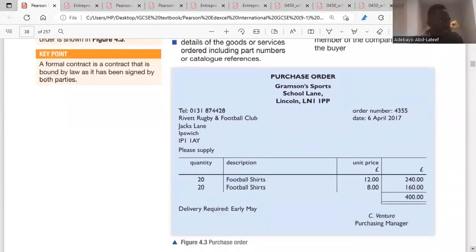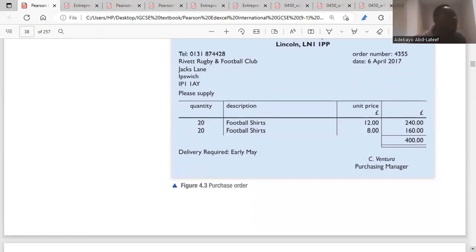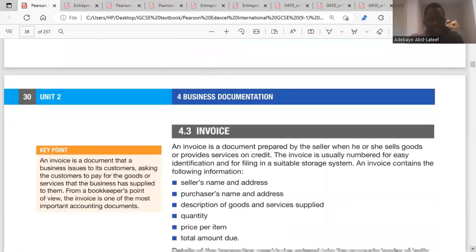I think you can see it there. So for the purchase order, we have the quantity, that's the number of products you want, the kind of product you want, the unit price, the amount for each product, and the total price, which is the unit price multiplied by the quantity. I think it's clear. Yes. Great. So we'll go to an invoice.